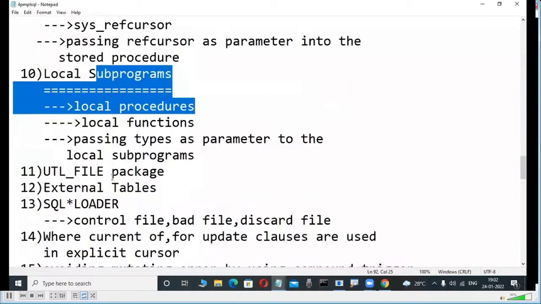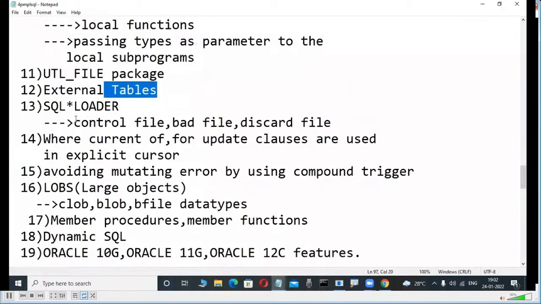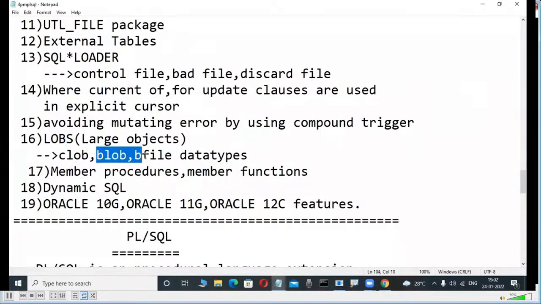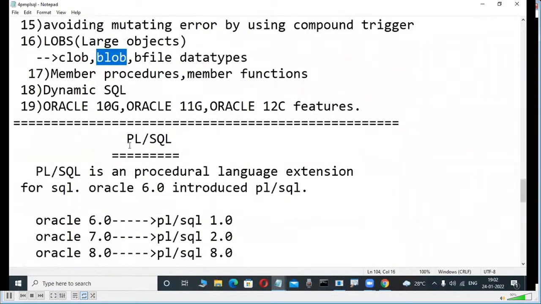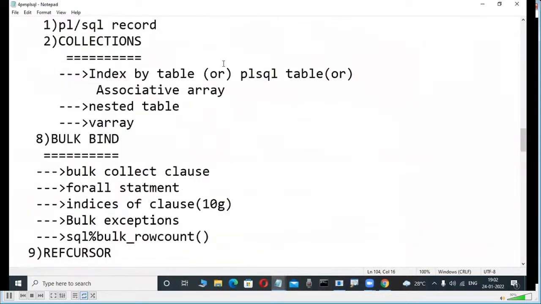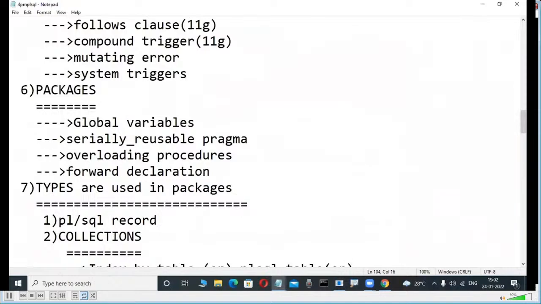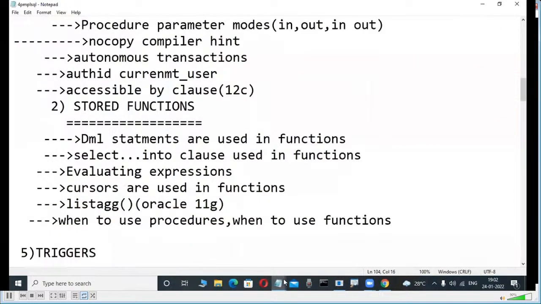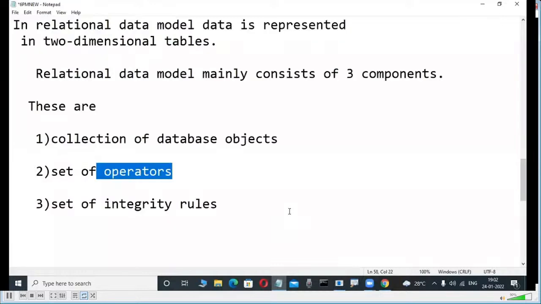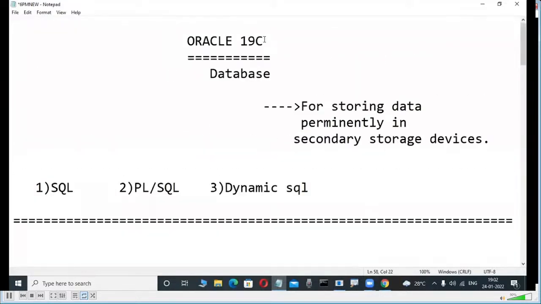Then local subprograms, UTL_FILE packages, external tables, SQL Loader, and LOBs, where the images we store use the BLOB data type. Yes, those are all the things we are learning in our course: SQL, PLSQL, dynamic SQL, and so many things. These demos cover roughly some concepts, and that is enough.